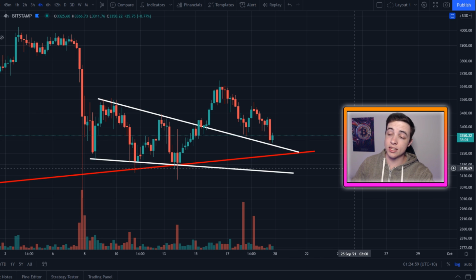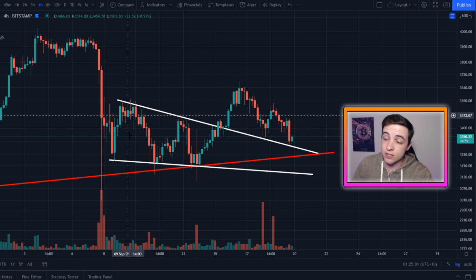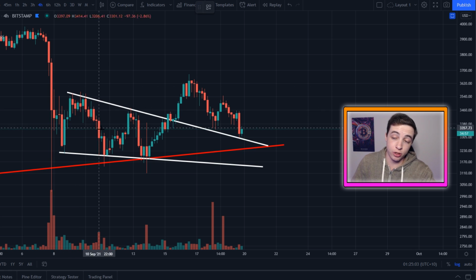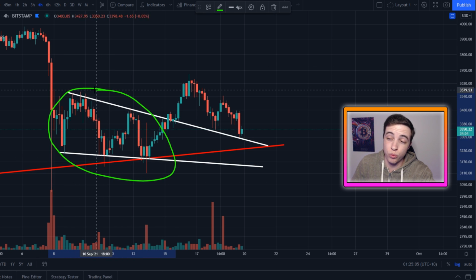And now taking a look at this pattern just here, of course, this was the previous falling wedge pattern, which is a bullish pattern that we were taking a look at around a week ago on the channel.